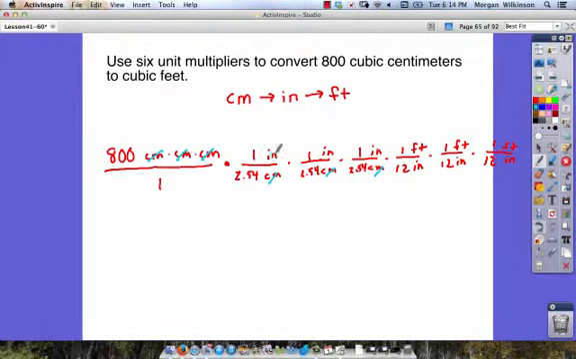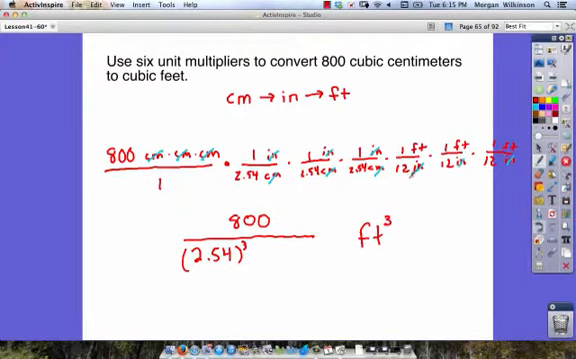If we look at it, all of our inches, all 3 of them on top, cancel with all 3 on bottom. So we're left with feet times feet times feet. Perfect. That's cubic feet. Feet to the 3rd power. And our answer is going to be, well, 800 times, well, these are all 1, so our numerator is 800. And our denominator is going to be 2.54 times itself 3 times. So let's write 2.54 to the 3rd power. And then we've got 12 times itself 3 times.